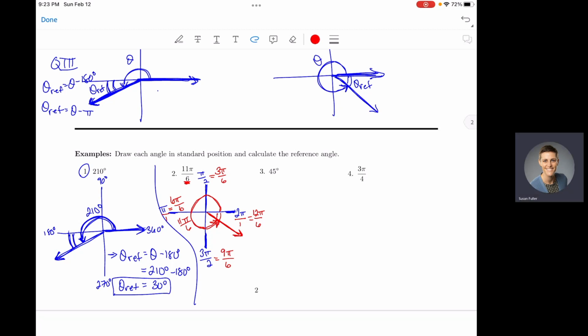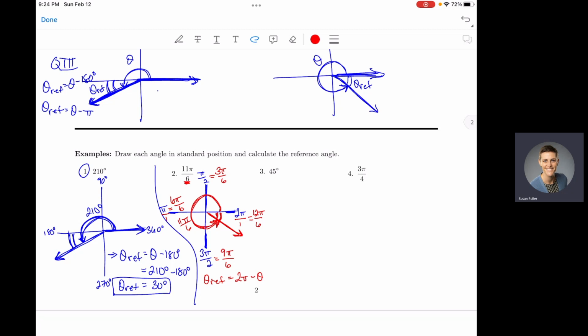Well, all of this rotates through 11 pi over 6. If I went around the whole circle, I would be at 12 pi over 6. Basically, my reference angle is how far short of 12 pi over 6 am I? How far short am I of a whole circle? So to find that, I'll come down here. I'm going to take the whole circle, which is 2 pi, and subtract from that my angle theta. That's going to tell me how much is left over for this little part between my terminal side and the x-axis.